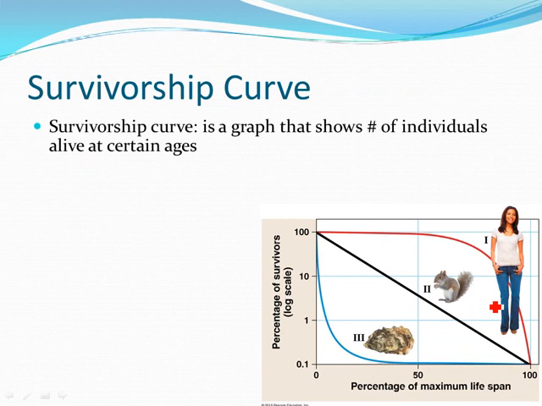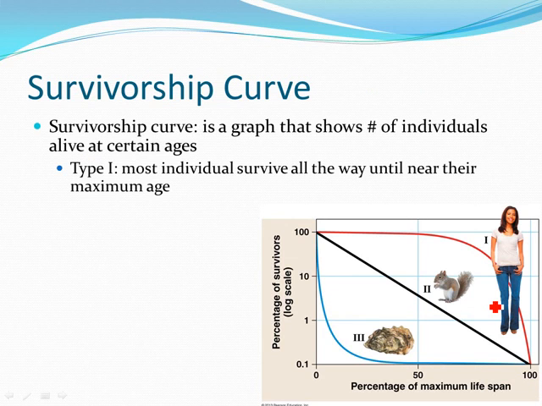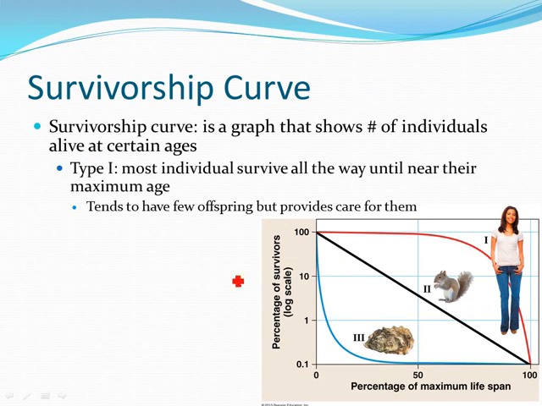Okay, another type of information that population ecologists can use is the survivorship curve. And this is just a graph that shows the number of individuals that are alive at certain ages. Okay, there is this type 1 that you see over here. This type 1 survivorship curve, as you can see, a lot of these, or you tell me, what is this type 1 showing you if you're looking at this?